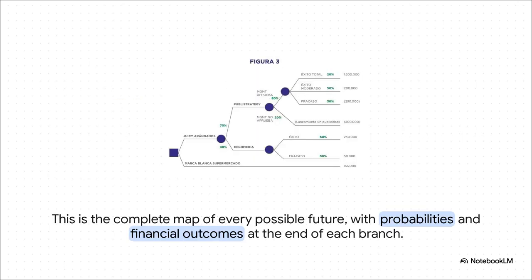And here it is, the whole shebang. This is the complete map of every single possible future. Just take a second to look at that. We've mapped out every possibility. Each branch you see represents a potential path, and it comes complete with the probability of it happening, like market success or failure, and the final financial result, the profit or the loss at the very end. We've taken a messy, chaotic problem and turned it into a clear, visual roadmap.